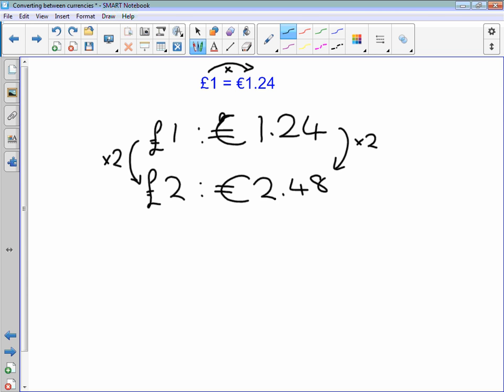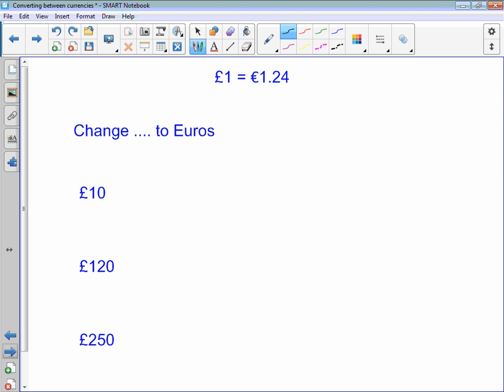So I'm going to look at changing some amounts. My £10, using the same exchange rate, needs to be multiplied by 1.24 euros in order to give me 12.40 euros. So £10 is 12.40 euros.